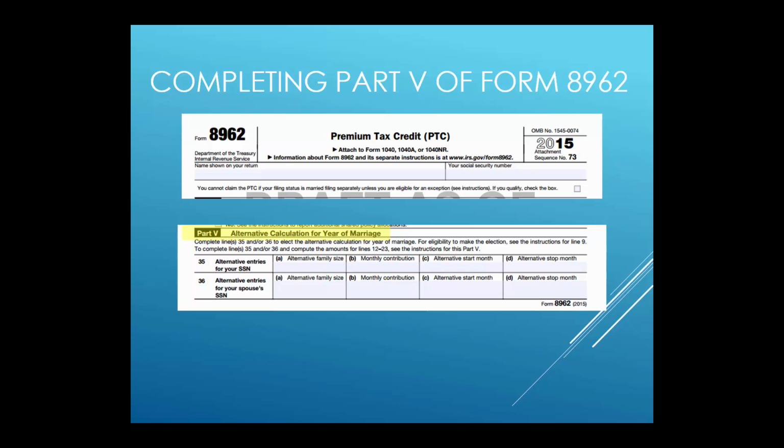So, if you got that situation where someone was receiving advance payments before they got married, and they got married in the middle of the year, and then they didn't get advance payments at the end of the year, they're probably going to have to repay the advance payments. But this alternative calculation will hopefully make that amount a bit less. So look carefully at the instructions for that special circumstance as well.